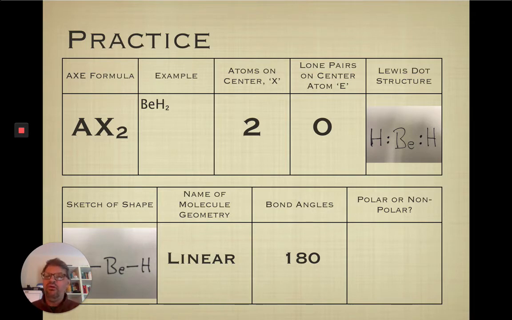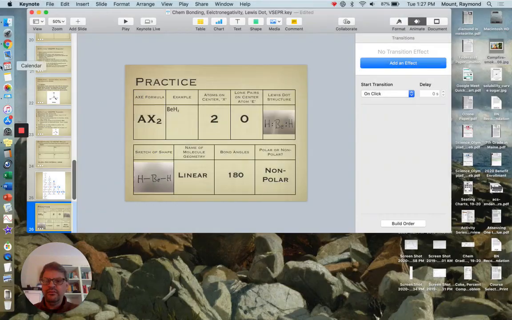Now, in terms of polarity, this molecule is nonpolar. The way you determine that, you look at electronegativity. You would also look at the shape of the molecule. We'll get into that in our next lesson. You'll learn how to parse all that out.